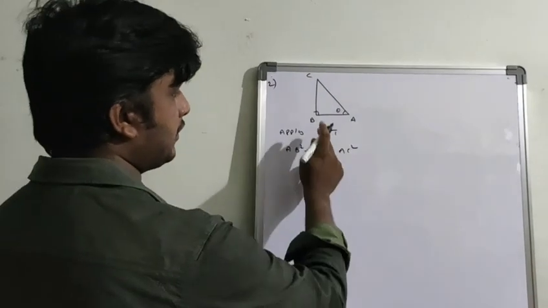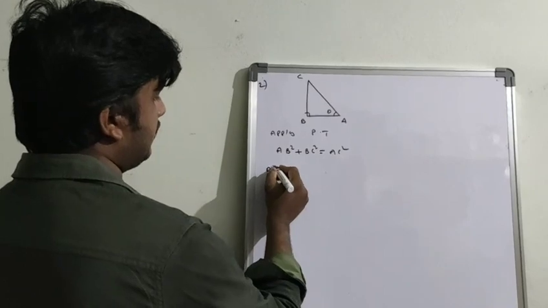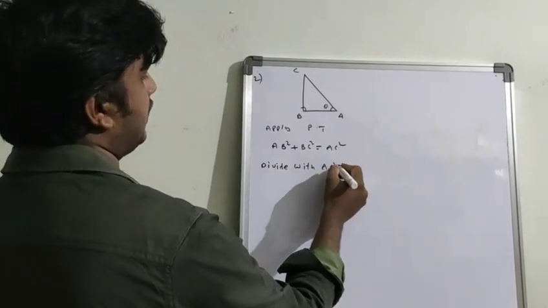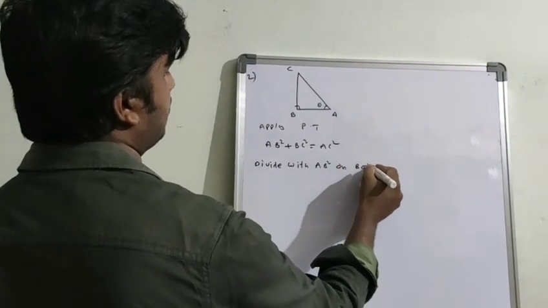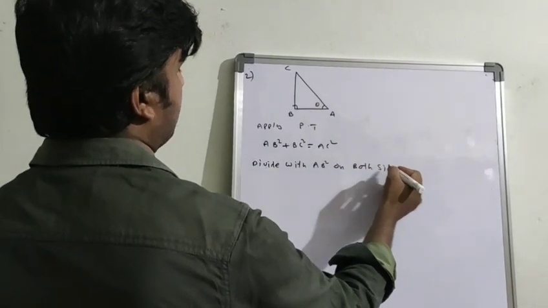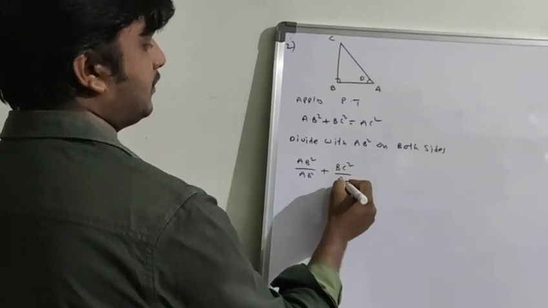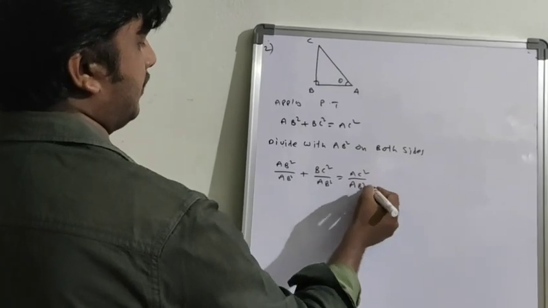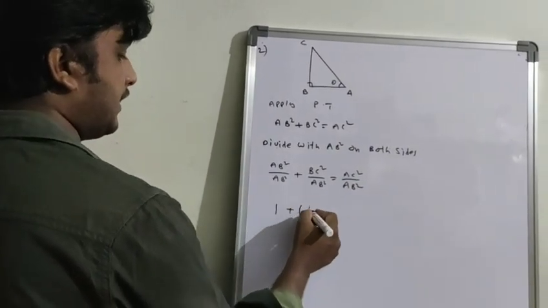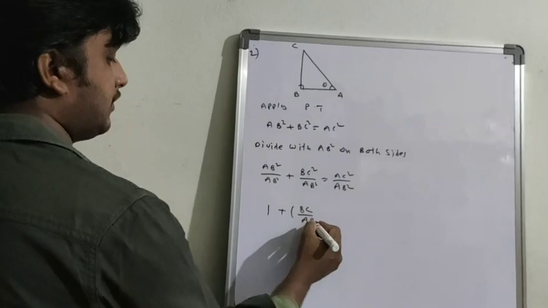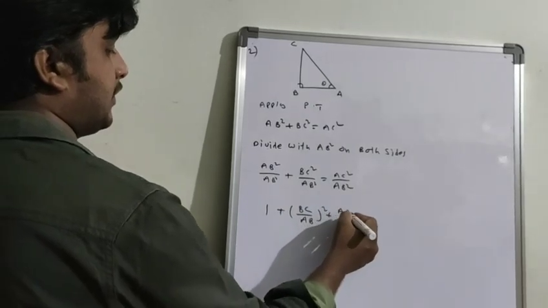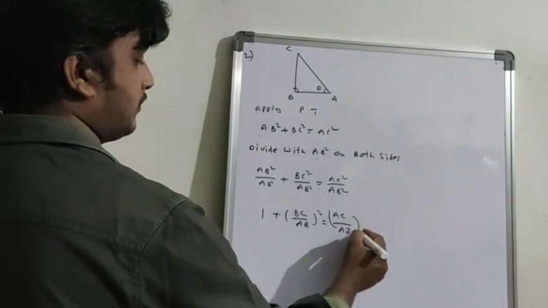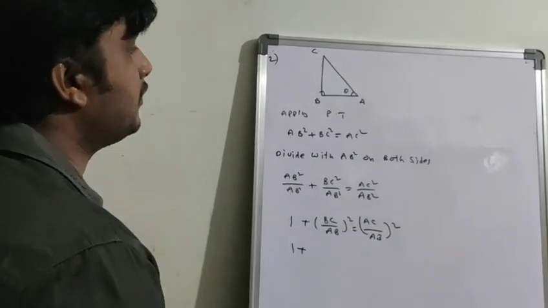Apply Pythagoras theorem, AB square plus BC square equal to AC square. So divide with AB square on both sides. AB square by AB square plus BC square by AB square equal to AC square by AB square. These two get cancelled, plus we can write it as (BC by AB) whole square equal to (AC by AB) whole square. 1 plus BC by AB.